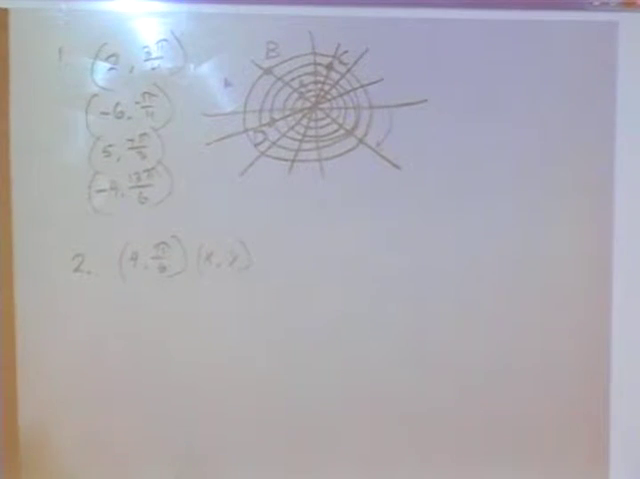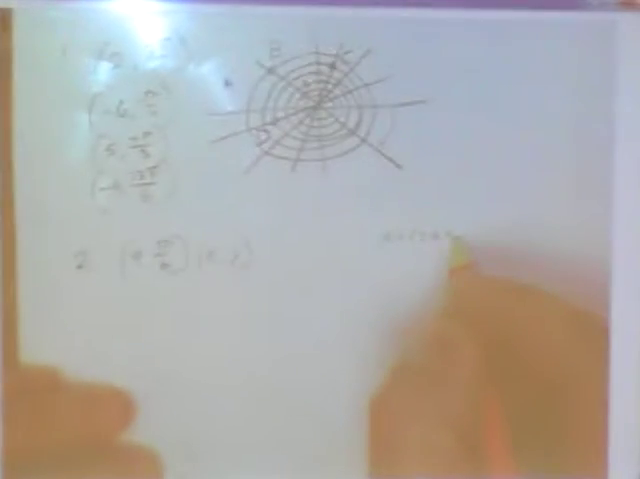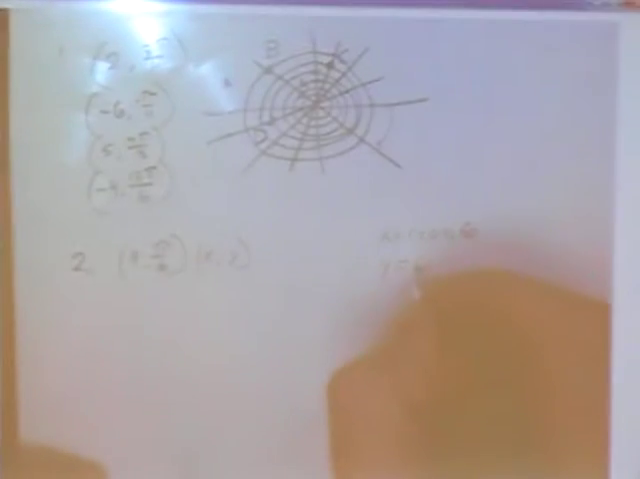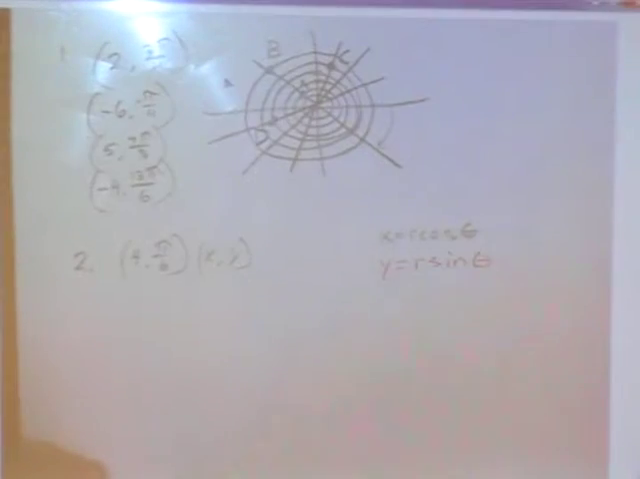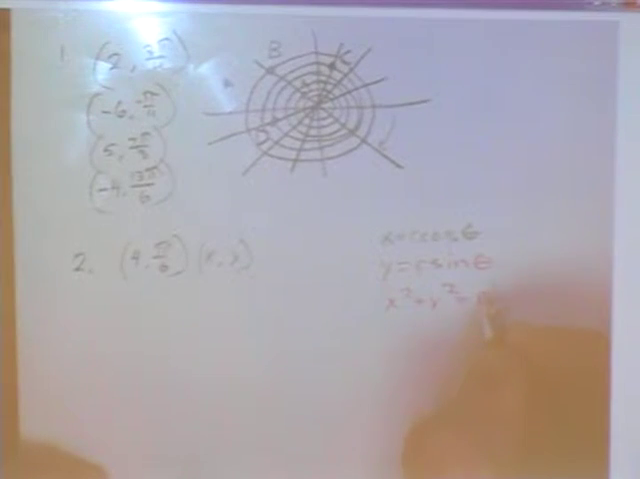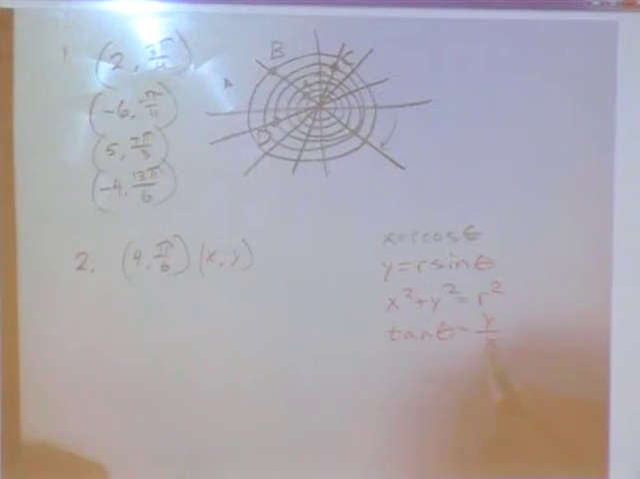So on this, for 4 and pi over 6, there were some things that we were given, x being r cosine of theta. X equals r cosine of theta, y equals r sine of theta. You are also given x squared plus y squared equals r squared, and the tangent of theta equals y over x. You're also given the polar form from complex, but we'll get to that here in a little bit.